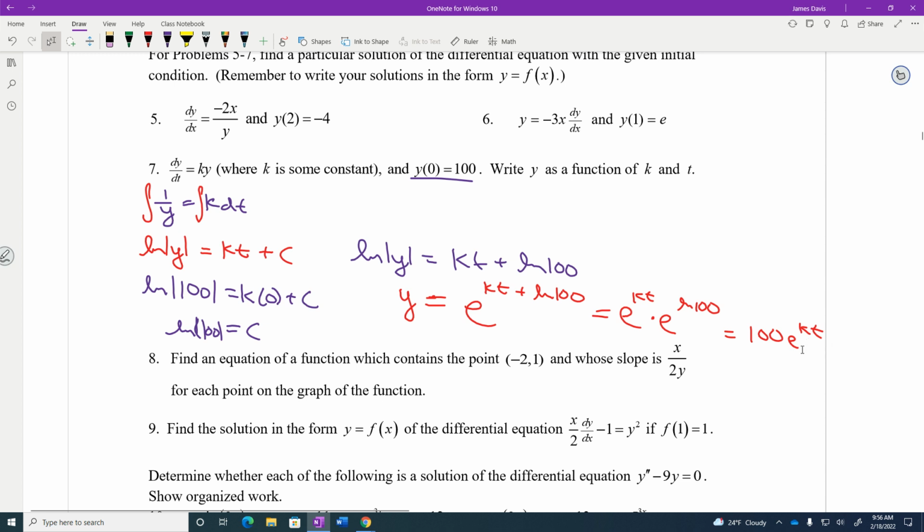Isn't there like an e inside of the natural log? The natural log of an e. Yeah, it works the same way. So if you have the natural log of e to the x, it would just be x.